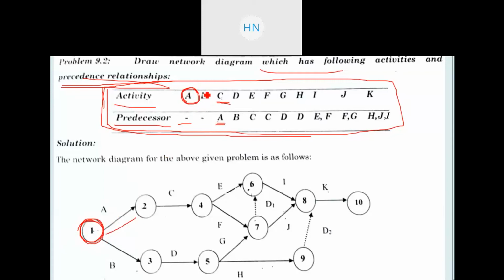After that, look for activity B. In activity B also there is no predecessor, meaning A and B, both of these activities are initial activities, right? So from event 1 I will be taking out activity A as well as activity B, right? Here you need to concentrate that from event 1 I am taking out two activities because both of these activities do not have any predecessor activity, right? No activity is given before either of them, so from event number 1 we will take out two activities, that is activity A and activity B, right?